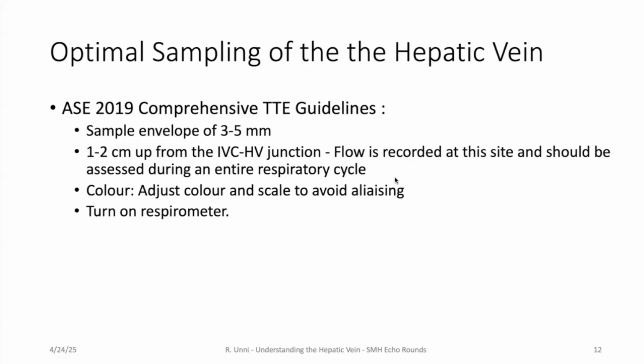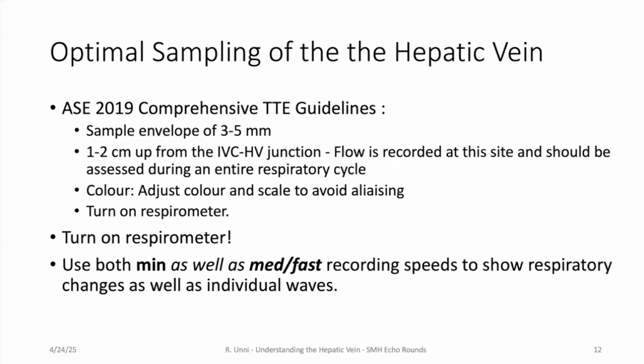And then it suggests turning on the respirometer. I'm going to say that one more time. Turning on the respirometer is really helpful when you're trying to understand how the hepatic vein changes with respiration. The other thing that's really helpful when you're trying to get the best and most information from the hepatic vein is using both a minimum speed, which allows you to see changes in respiration, as well as a fast or a medium speed to try and identify the individual waves in better detail. And it suggests that you should obtain this during quiet breathing.